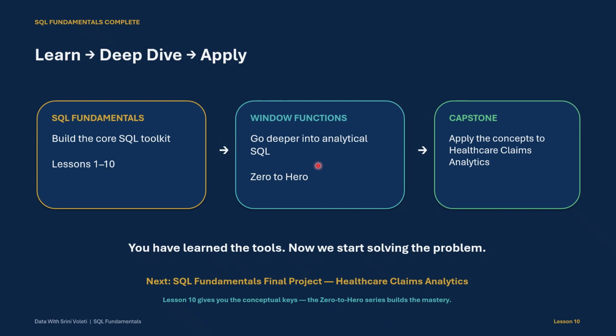Now we are going to stop learning SQL concepts one at a time. We are going to take our healthcare claims database, work from a stakeholder question, investigate the data, identify cost drivers, and use the SQL skills from this fundamentals series together. That is the transition from learning SQL syntax to thinking like an analyst.